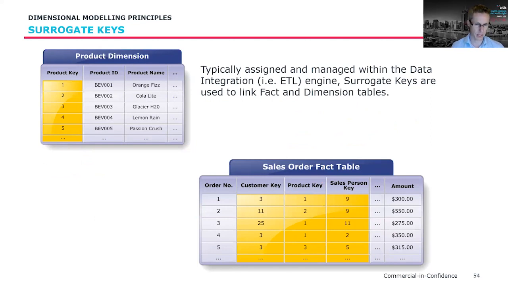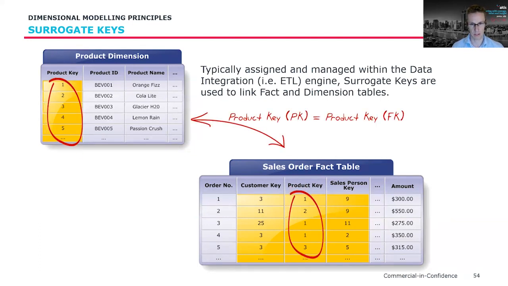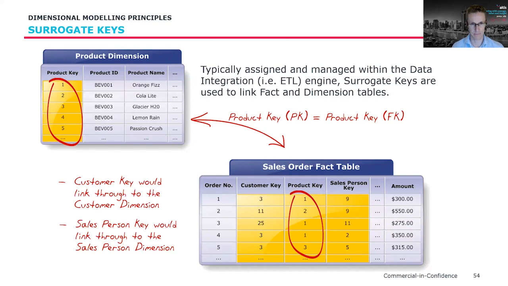So typically your ETL will handle the generation of your surrogate keys and obviously establishing the relationship between those two when it comes to populating your fact table. And as I've touched on, the primary key in your dimension becomes a foreign key in your fact table.